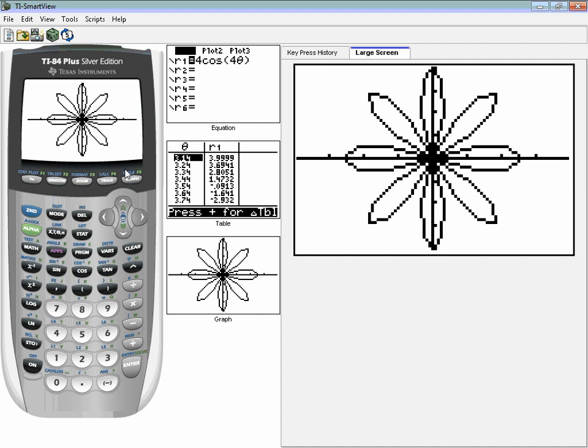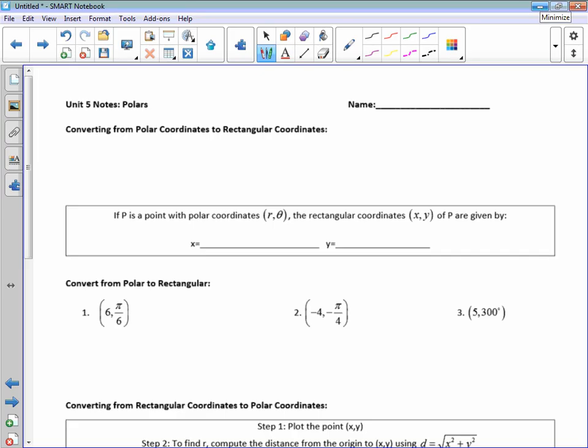Okay, guys, so you can clearly get some very interesting looking graphs, right? Change that number in front of the theta. You made it bigger.